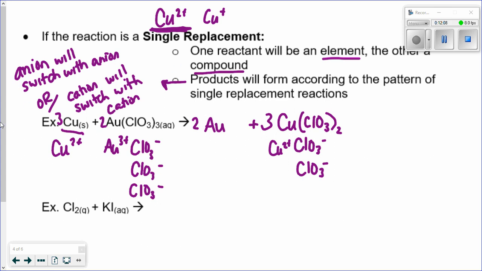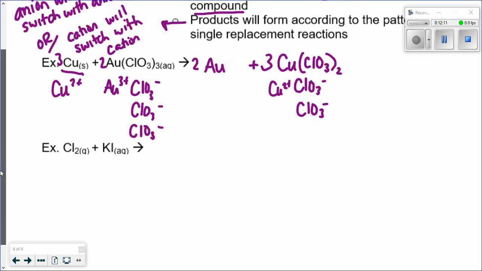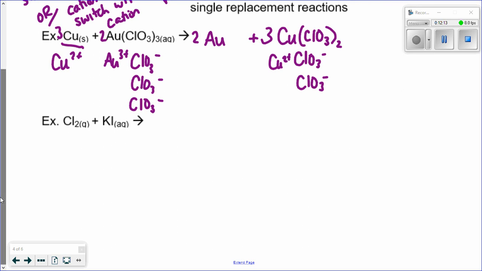Oh, there's one more there for single replacement. So we have chlorine and potassium iodide. Chlorine you see found as Cl2, and then potassium iodide. Thinking about what they form, chlorine wants to form a 1 minus charge. Potassium forms a 1 plus, and iodine forms a 1 minus.